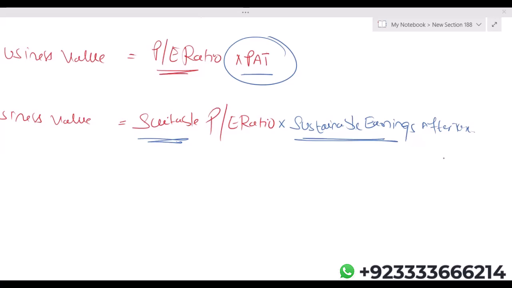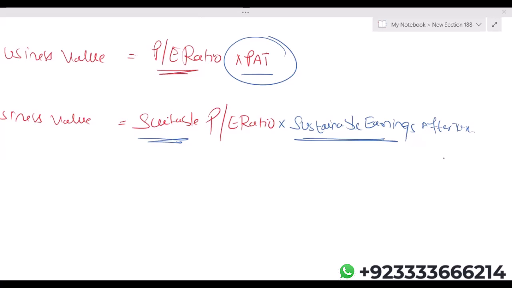So I have to adjust the PAT. I will deduct the additional salary. But we know that by paying an additional 1 lakh, there will be an additional tax saving as well. Because when we make payment to our employees, that salary is an expense, of course, but that results in tax saving also. So sustainable earnings after tax means we have to adjust the PAT for tax as well. You are required to adjust the PAT also.